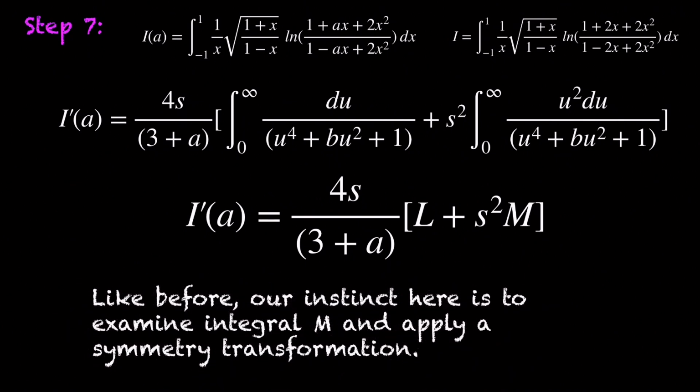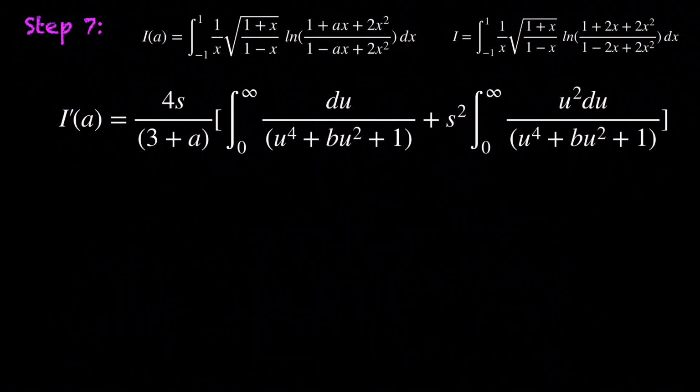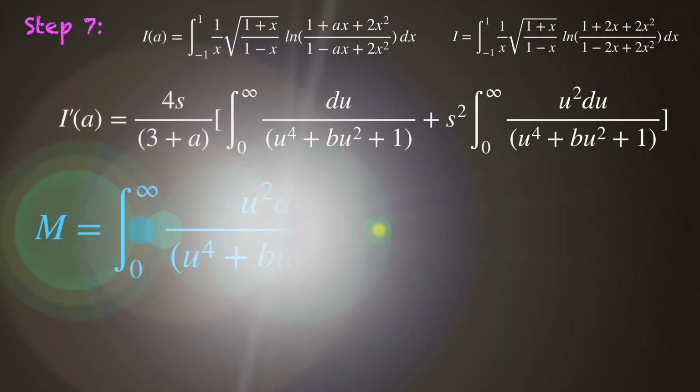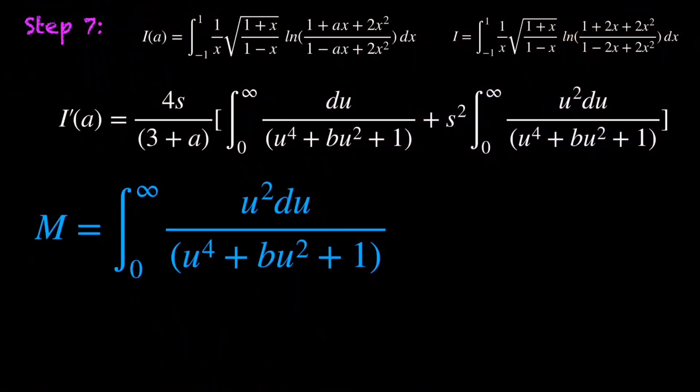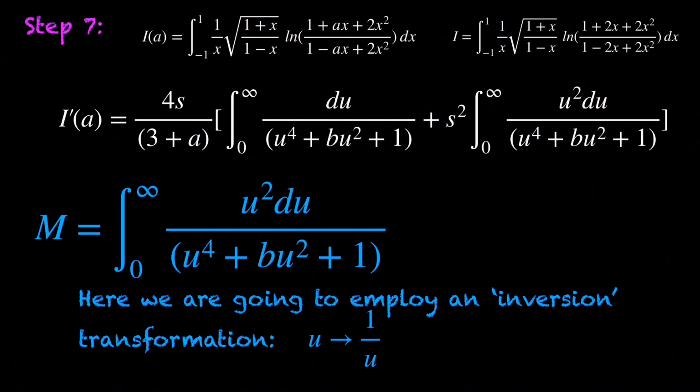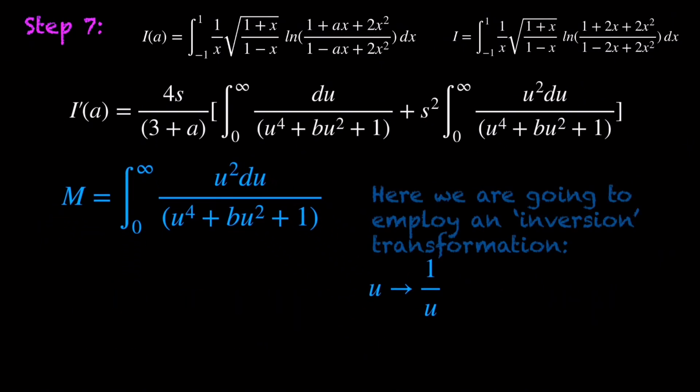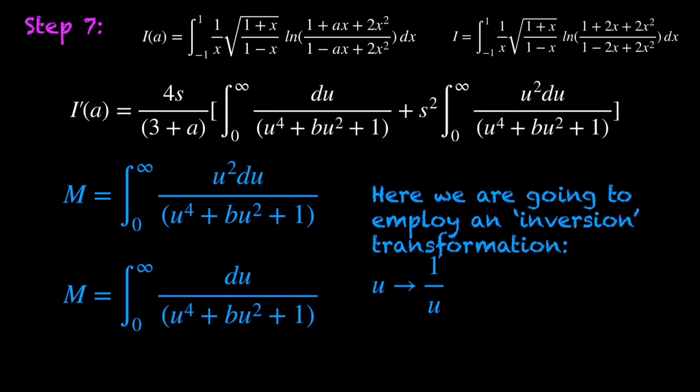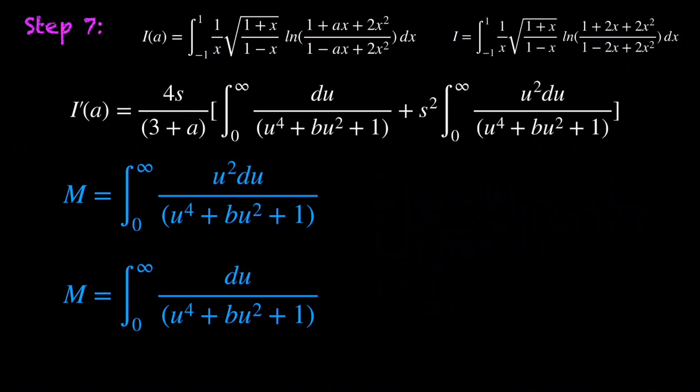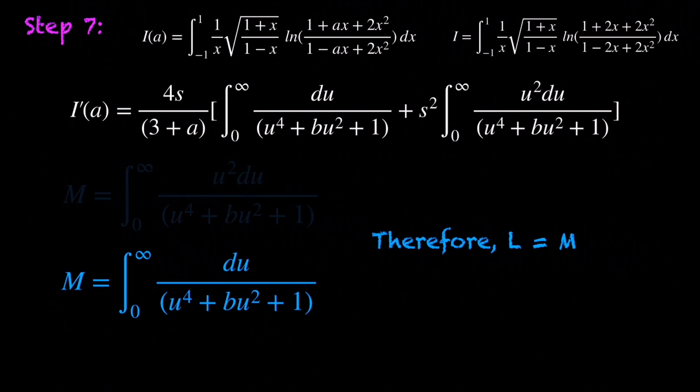Like before, our instinct here is to examine the integral M. Here we're going to employ an inversion transformation by letting u go to 1 over u. And by that measure, we get M to be equal to this integral. Look familiar? Therefore, L is equal to M. Those two integrals are equivalent.